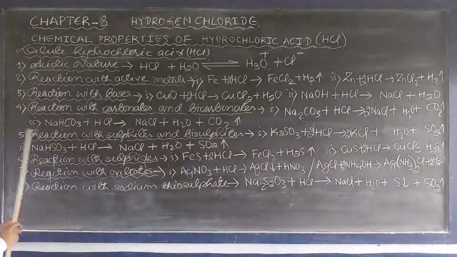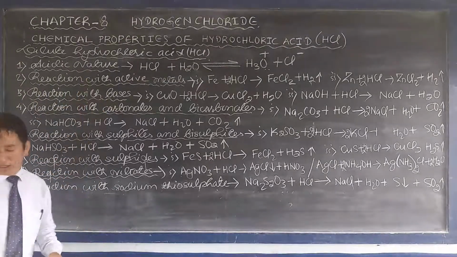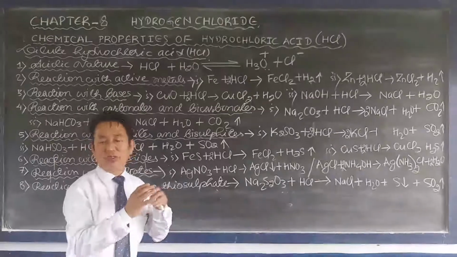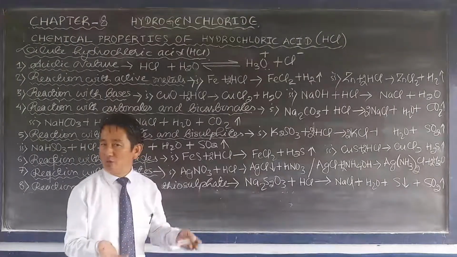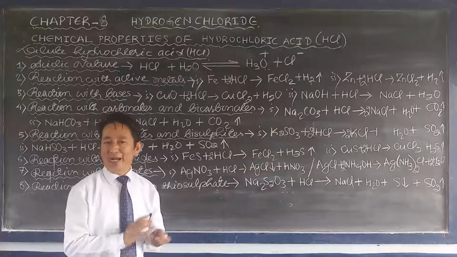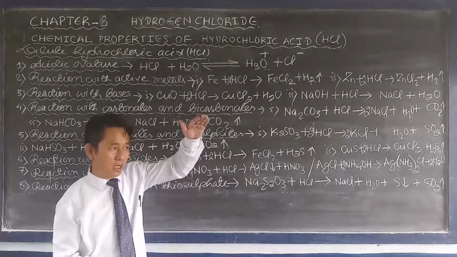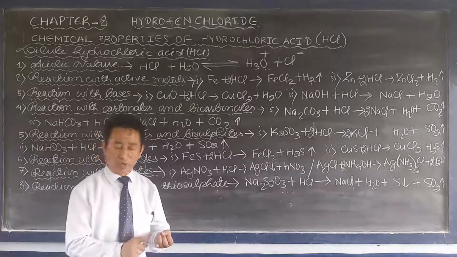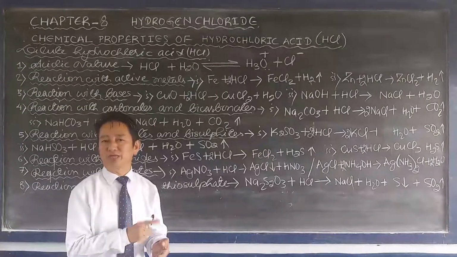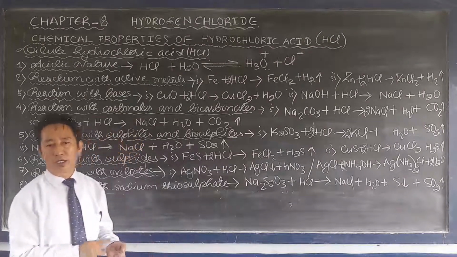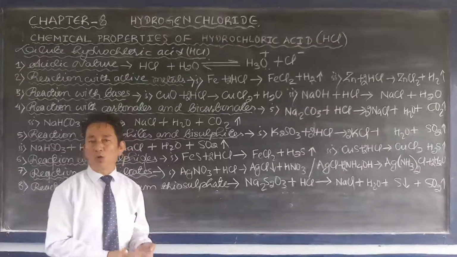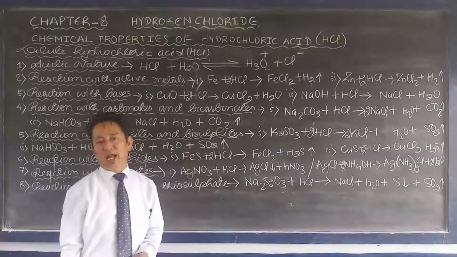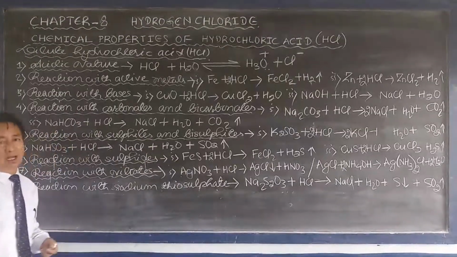Now next, reaction with active metals. Active metals means metals which are found above hydrogen in the activity series. You know, the activity series of metals is the list of metals arranged in decreasing order of their reactivity: potassium, sodium, calcium, magnesium, aluminium, zinc, iron, silver, mercury, gold, platinum, etc. The metals above hydrogen in the activity series are the active metals.